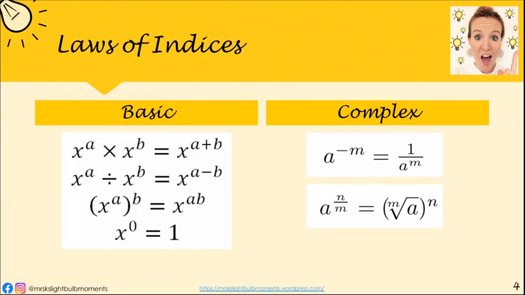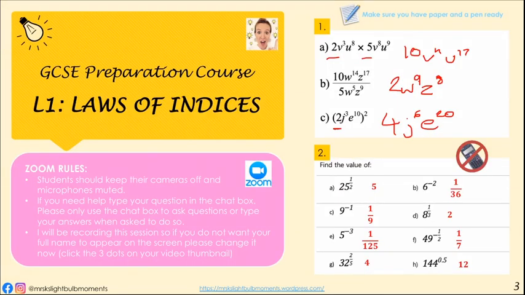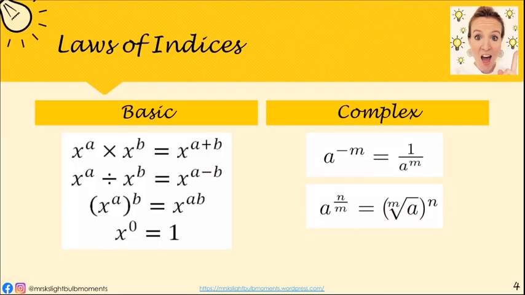At the bottom here, we have x to the 0 equals 1. That's a reminder that anything to the power of 0 always equals 1. Even if we had a really complicated expression in brackets with a power of 0, that would equal 1. Anything to the power of 0 equals 1. So it's just one we've got to remember there.